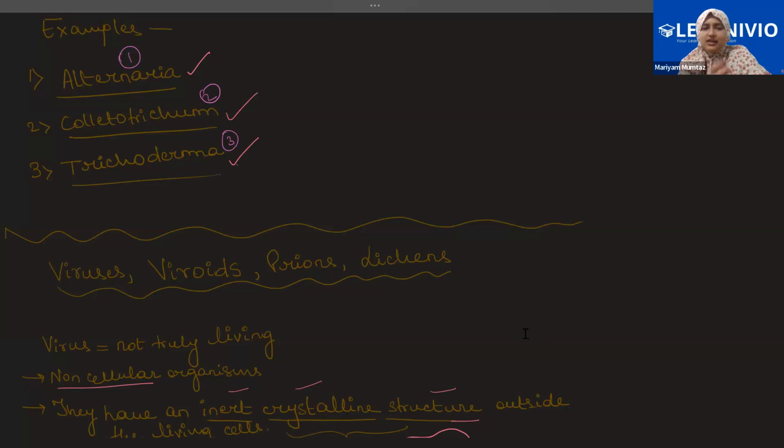Now, for chapters like biological classification, there are no diagrams or anything inside this chapter. But in biology in general, wherever possible, you must draw diagrams. This chapter does not have any diagrams.